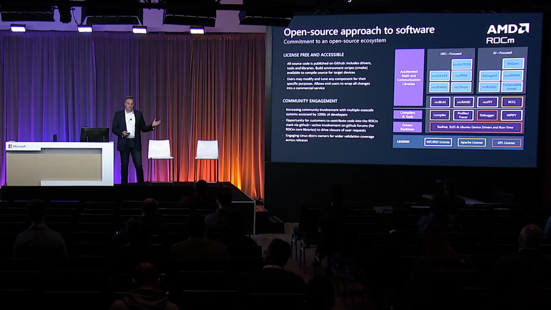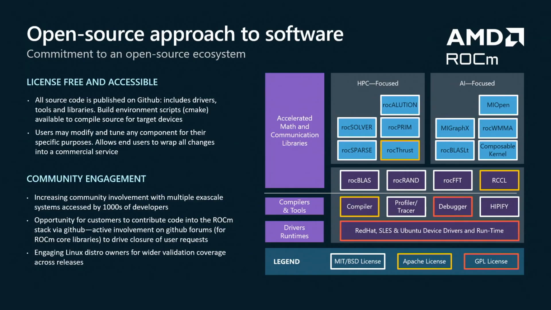So this is the ROCm stack. You can see from the bottom, everything from the drivers upwards all the way through the collective libraries, the math libraries, it's all open source. It starts with GPL licenses at the bottom, and then makes its way up through APL and MIT licenses, all open source. And we'll talk a little bit about the work that Microsoft has contributed into ROCm.